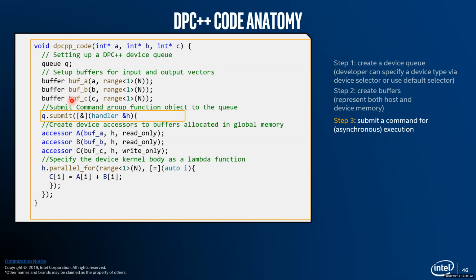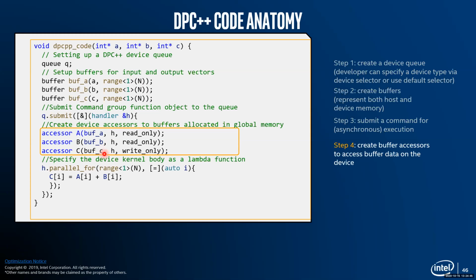One thing to note here is that up to the queue submit, it's in synchronous mode, and the queue submits and exits. Everything after the queue submit happens in asynchronous mode, and we'll talk a little bit about that in the following slides. After we submit the queue, we create the accessors to access the buffer data on the device side. I created accessor A for buffer A, accessor B for buffer B, and accessor C for buffer C. A and B are read-only, and C is a write-only accessor, so we are reading from A and B and writing to C.